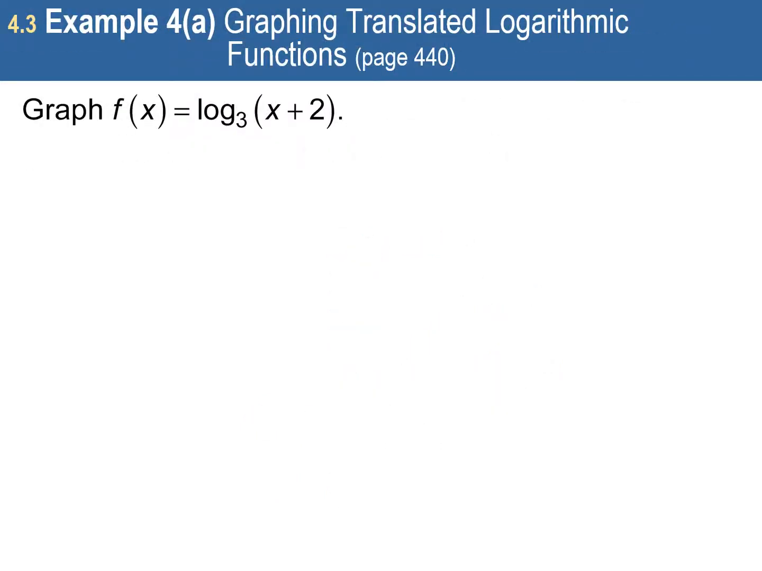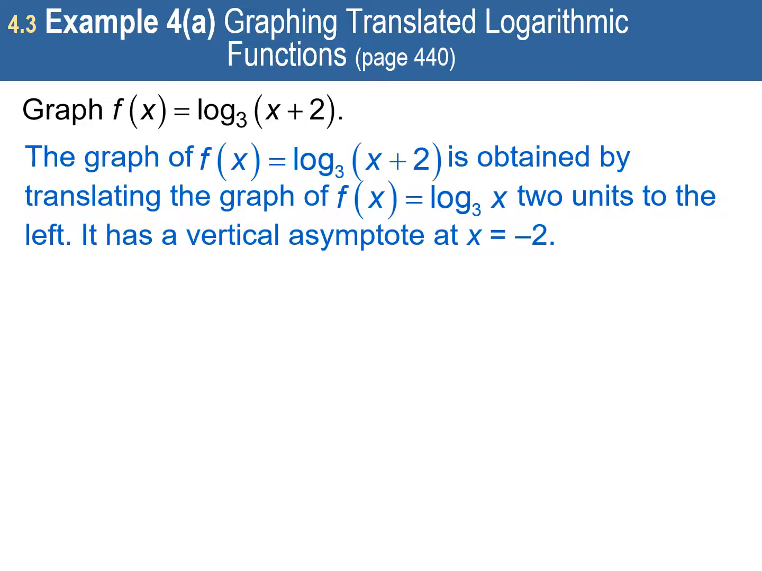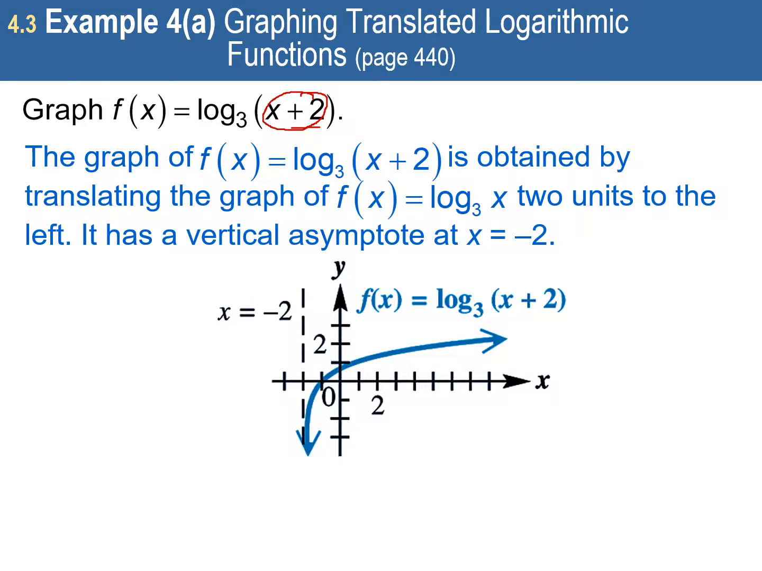And how would you graph log base 3 of x plus 2? Well, this is a translation to the left of 2 of the graph of log base 3 of x. It has a vertical asymptote where x plus 2 is 0, so where x is -2, that's where your vertical asymptote is. The domain is from -2 to infinity, and the range is all reals.